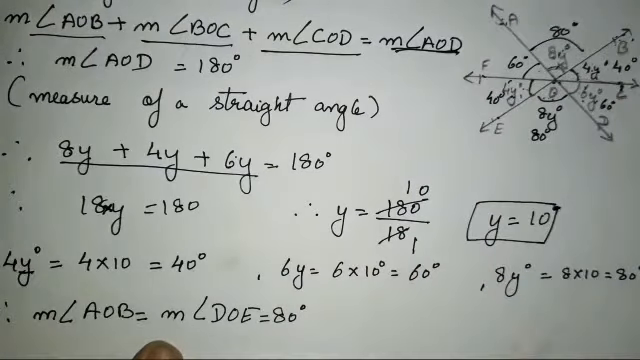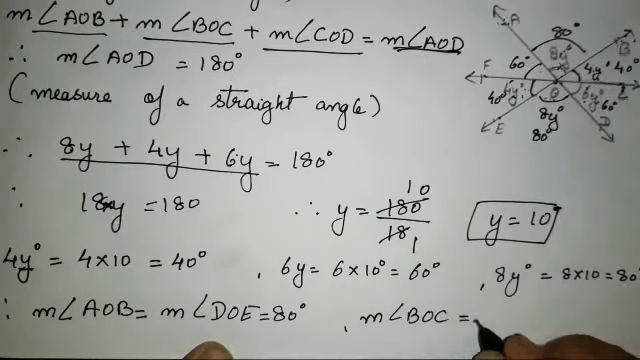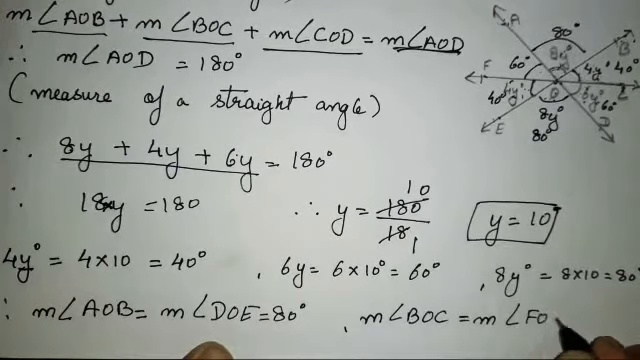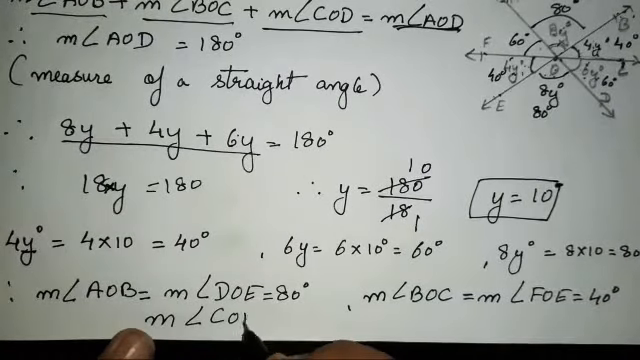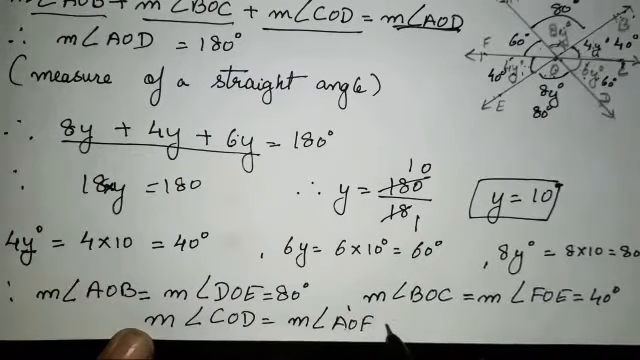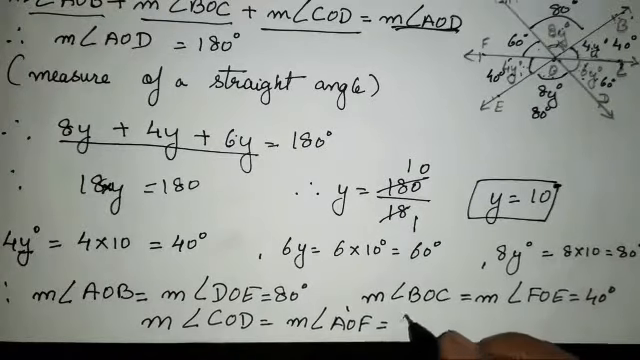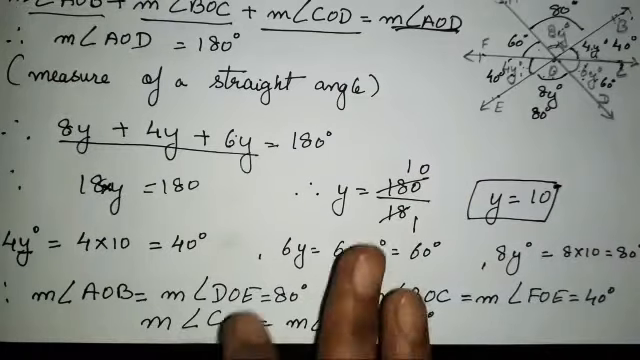Now we will write it down. Measure of angle BOC is equal to measure of angle FOE, which is 40 degree. And the last one was measure of angle COD is equal to measure of angle AOF, which is supposed to be कितना? 60 degree. Okay, so we have got all the angles and you all have to just write it down then.